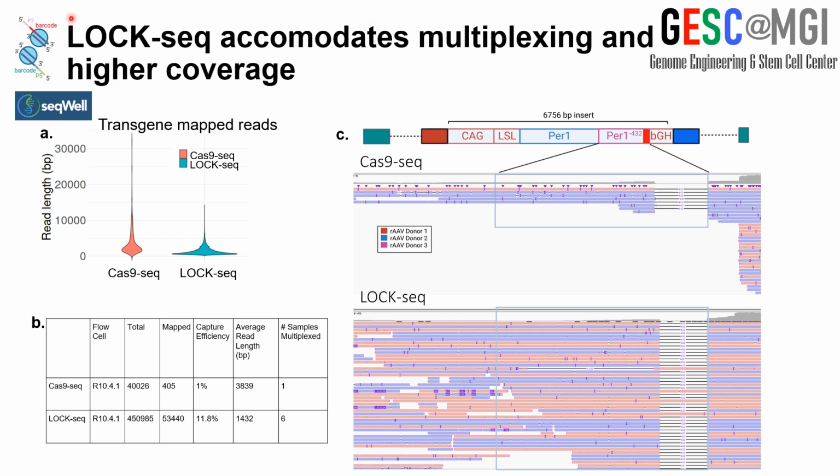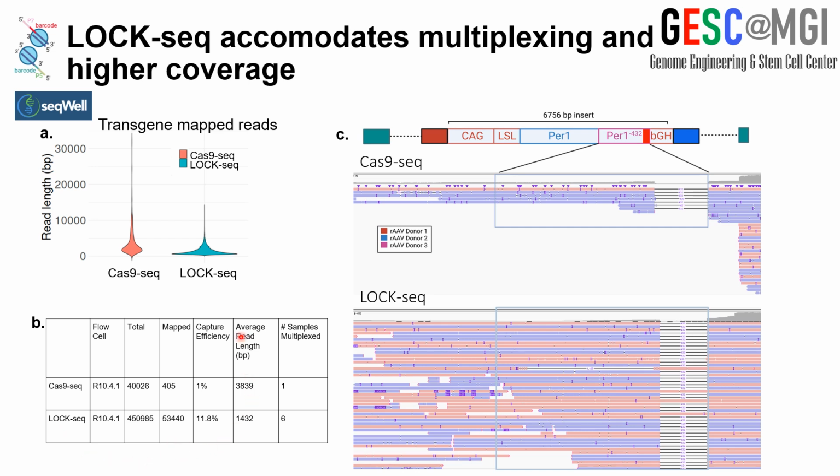So one thing I'll point out is up on the left-hand corner, I'll be distinguishing between the use of enzymatic versus mechanical fragmentation. In this particular example, for LOCK-seq, we use the enzymatic fragmentation with Tn5, and we use SQL for that. So from mapped reads, what we noticed right off the bat is that compared to Cas9-seq, LOCK-seq did tend to have shorter read lengths. And this is, again, the enzymatic fragmentation method, where we see average read length for Cas9-seq being about 3.8 kb and 1.4 kb for LOCK-seq.